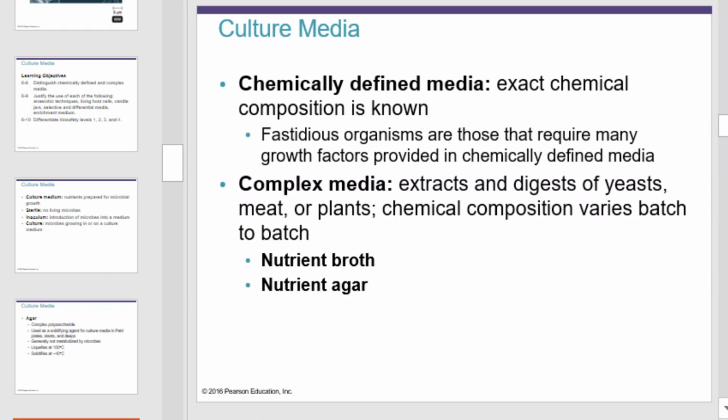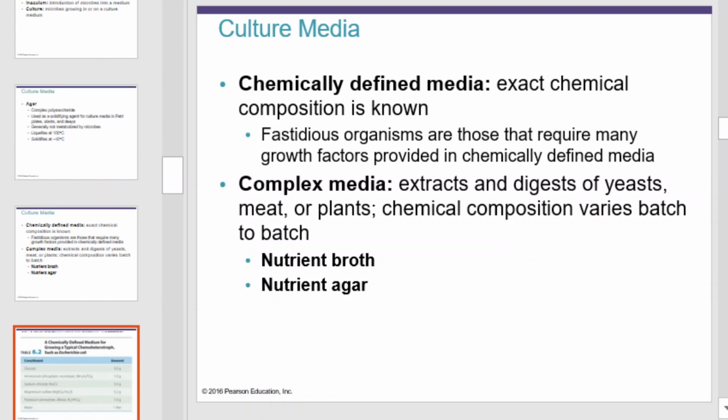Complex media is made up of extracts and digests. Things like beef broth would be a complex medium. There's no distinct down to the gram measurement of exactly what you put in the medium other than it was beef broth. So when you use a term like nutrient agar or nutrient broth, you're using complex medium.